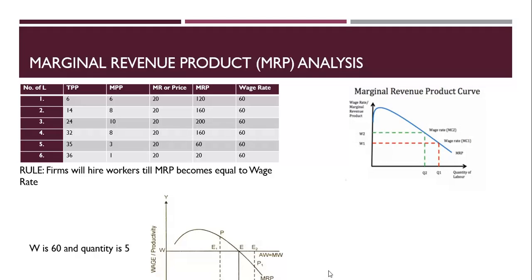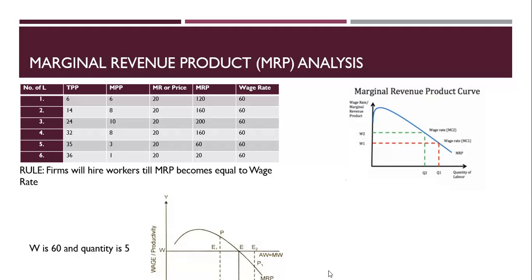Now please keep one thing in mind, that when we are talking about MR, we are now talking about the demand of the product. So please don't confuse it with demand for labor. This is demand for the product. So 20, that's the price. You can sell one unit, you can sell 10 units, you can sell 30 units, you can sell 36 units, whatever you want to sell. The price is going to be 20.